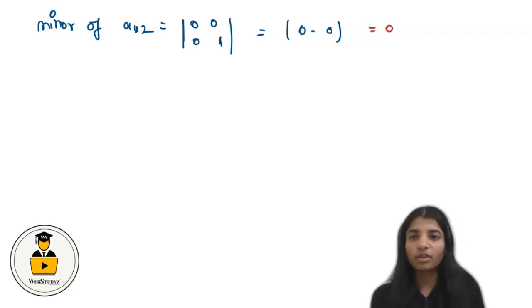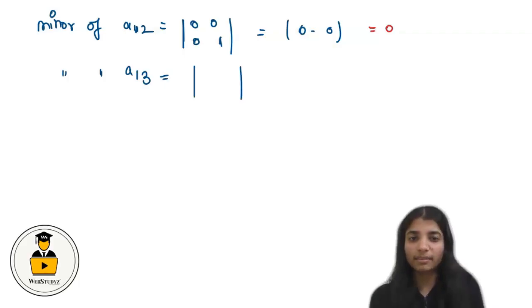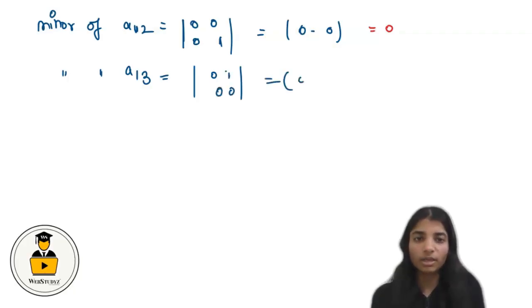Now in the same way, we are going to find the minor of A13. Again, cancelling the row and column in which A13 lies, and write the remaining elements in the form of a determinant. The remaining elements are 0 1 0 0. Now find the determinant: 0 multiplied by 0 is 0, minus 1 multiplied by 0 is 0. So we can say that the minor of A13 is also 0.